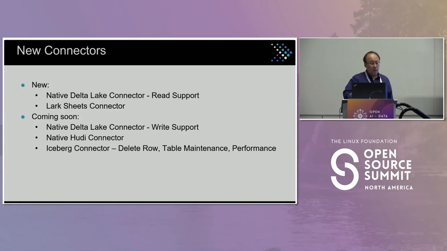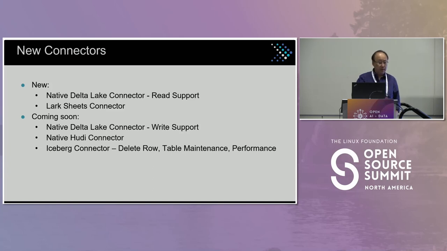Now since we're talking about connectors, we do want to talk a little bit about some of the connectors and the progress that's happening. There's always lots of connector development. I talked about how from IBM, we've already created DB2 and Netezza. But there's also other work happening throughout the open source community. There is a native Delta Lake connector that's already there. Right now it's read-only, but soon write support for it will be coming. A Lark Sheets connector is also there.